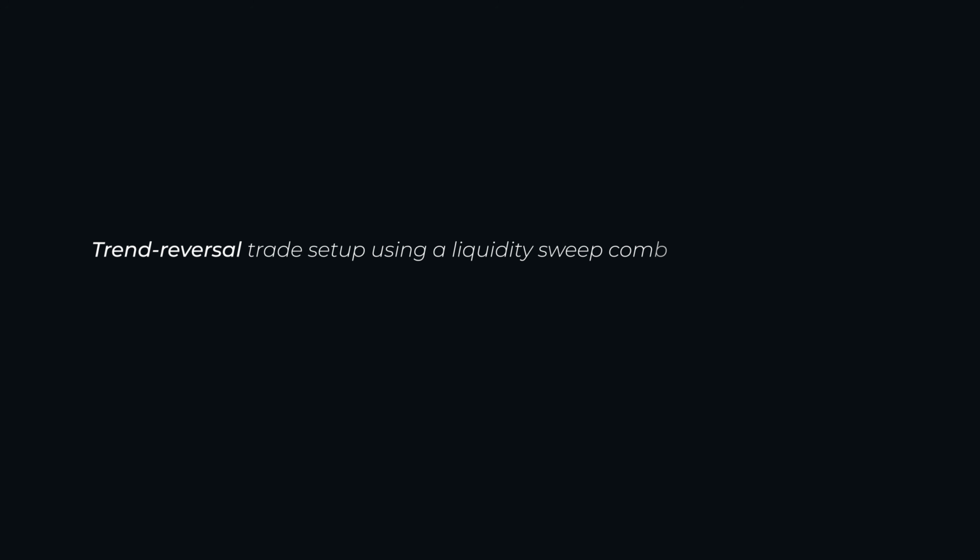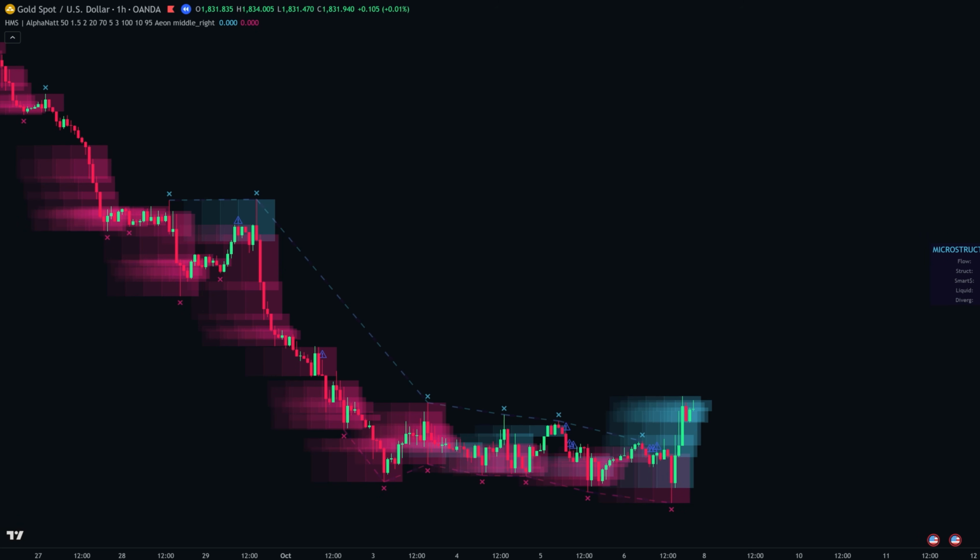Next, we're going to discuss a trend reversal trade setup using a liquidity sweep combined with a breakout. So the buy trade idea here is very simple. We can see price in a clear bearish move, and the indicator is printing all these pink holographic discount zones as price continues pushing to the downside.